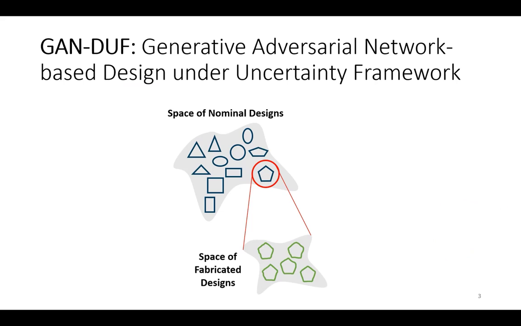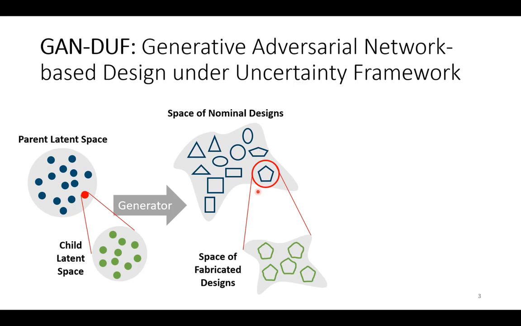To achieve this goal, we propose a framework called Generative. So the idea is to learn a distribution of nominal and fabricated designs and capture their dependencies. Here, the fabricated designs are dependent on the nominal design. So we use a generative adversarial network with both parent and child latent vectors to capture the variability of nominal and fabricated designs and also capture their dependencies.